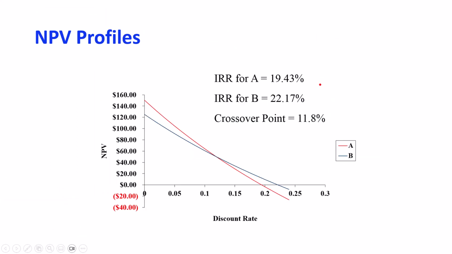In other words, at this 11.8%, the crossover rate, these two projects provide the same NPV and you're indifferent between them. But since our discount rate is 10%, we are preferring project A because it provides a higher NPV. If the rate was 15%, for example, then project B would have a higher NPV.